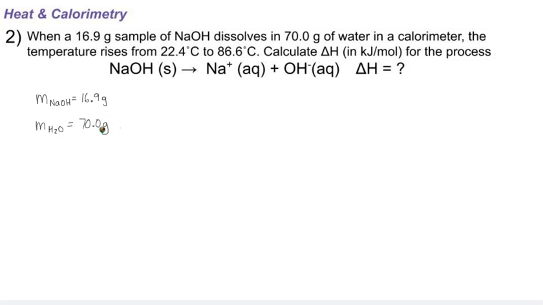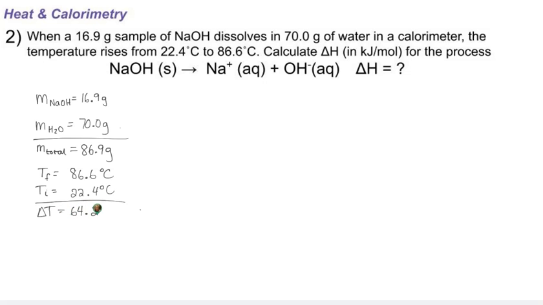So our total mass is the sum of those two values. So that is 86.9 grams. Then we need to do our temperature change. Our final minus our initial temperature. So our final temperature is going to 86.6 degrees Celsius from 22.4 degrees Celsius. So our delta T value is going to be the difference between those two, which is about 64.2 degrees Celsius.